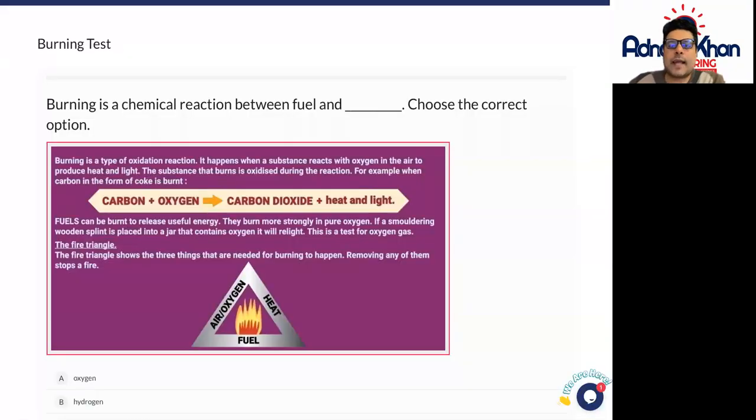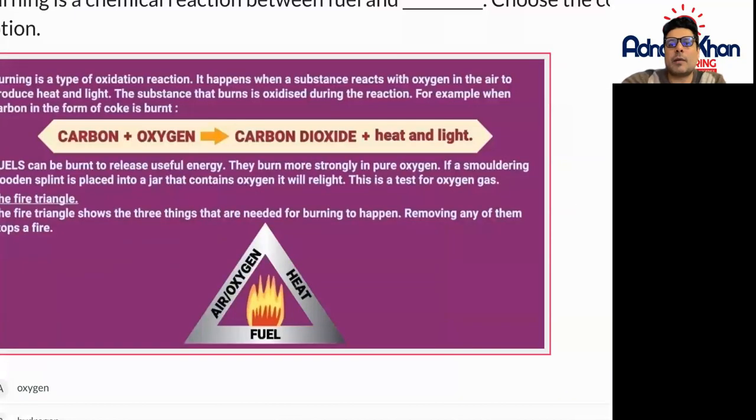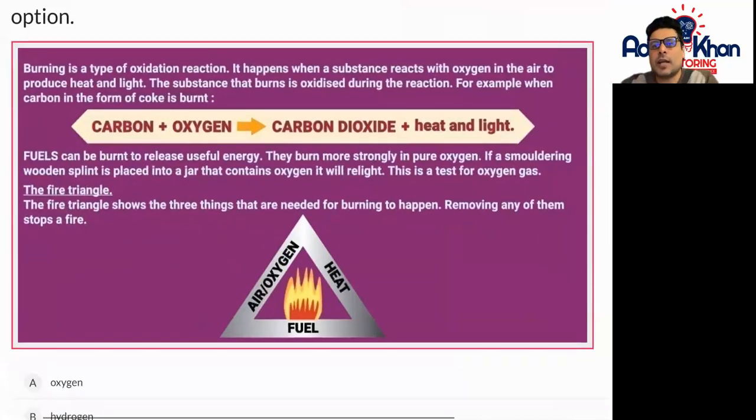So today we're looking at burning. Burning is a type of oxidation reaction. It happens when a substance reacts with oxygen in the air to produce heat and light. The substance that burns is oxidized during the reaction. For example, when carbon in the form of coke is burnt, we get the following reaction: carbon plus oxygen equals carbon dioxide plus light and heat that comes out.